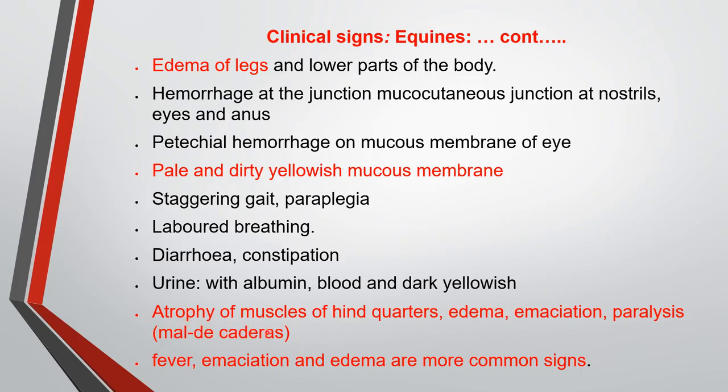There is atrophy of the muscles of the hindquarter, edema of the dependent parts or legs, emaciation, and paralysis in the horse. These are the characteristics. Such a condition is called Maldicadras in other languages of the country. Maldicadras is another synonym. In the horse, fever, emaciation, and edema are common signs.